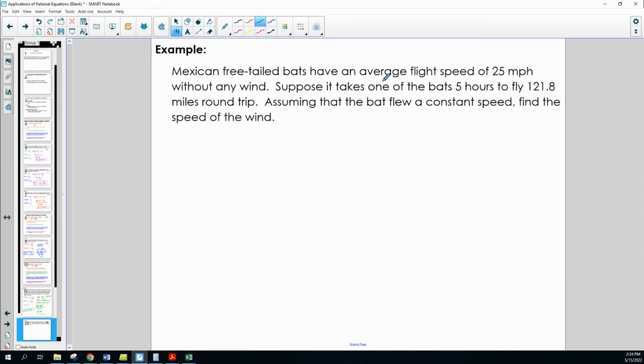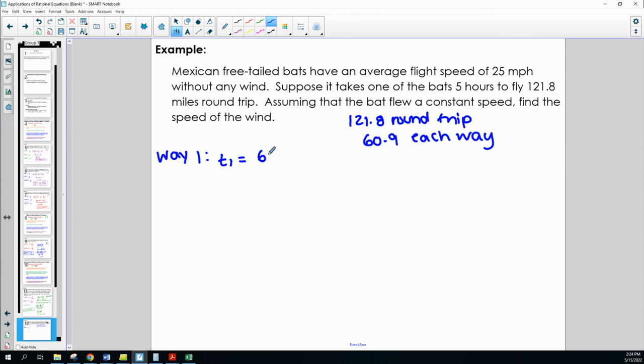So here they're telling us that it takes one of the bats 5 hours to fly 121.8 miles round trip. Well, if it's 121.8 round trip, that consists of the way there and the way back. So that means that 60.9 miles would be the distance each way. So I'm just going to call this way 1. So the time it takes, T1, is equal to the bat's distance, which is going to be 60.9 because it's half of that round trip, over the rate.